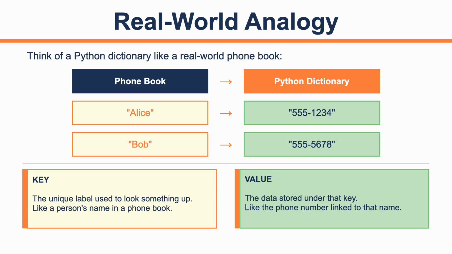Imagine a phone book where you look up a name and it gives you a number. That name is the key, and the phone number is the value. That is exactly how a Python dictionary works.